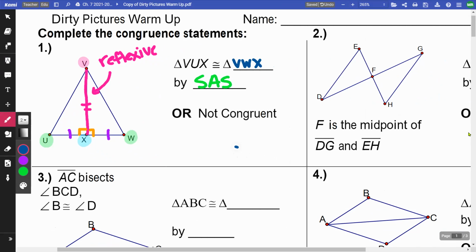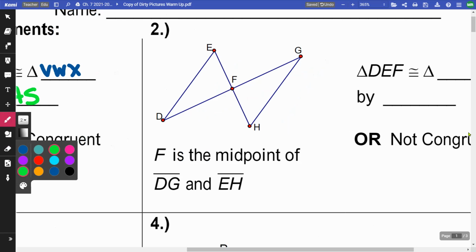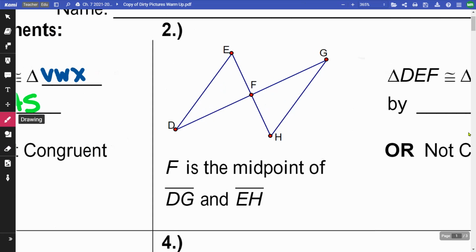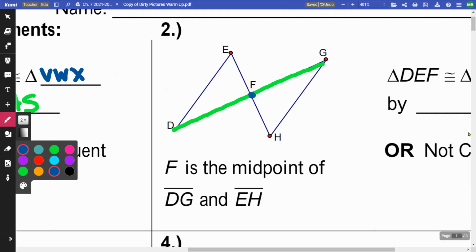On number 2. So on this, they're telling us that F is a midpoint of DG and EH. Okay, so this line segment is being cut in half because that is a midpoint. So this and this are going to be the same. We also know this segment right here is also being cut in half. And so this side and this side are also going to be the same as each other.